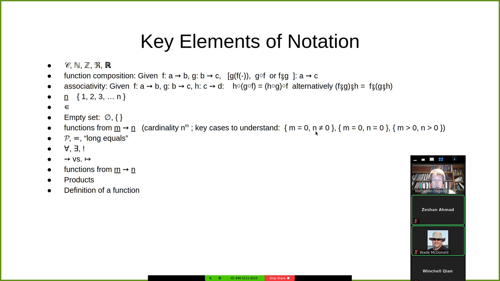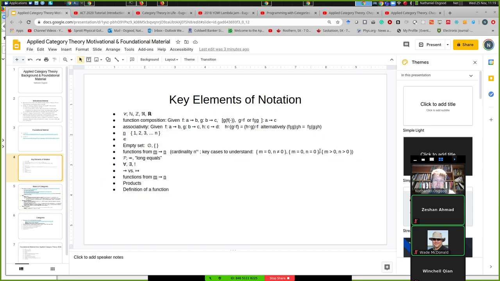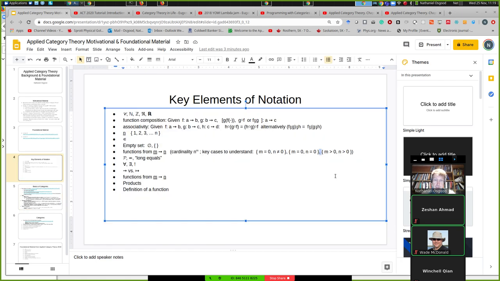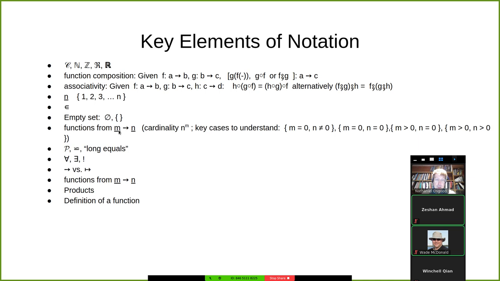But then there's the case of mapping to an empty set itself. I should have listed this as one of the possibilities. Let's suppose m is greater than 0 and n is equal to 0. How many functions would we have for that? Anyone? Suppose we have a set of size 2. For each of those two things, I need to assign one thing in the set n, but n is 0, so it's an empty set. How many functions are there?